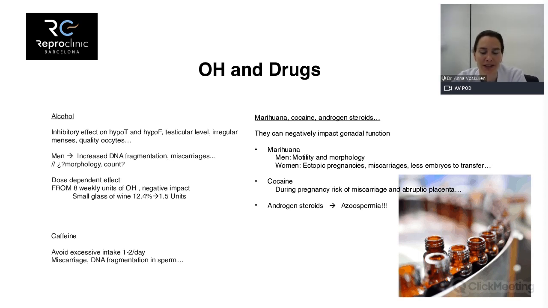So that's why we cannot see spermatozoids in the sperm, and normally it's something that we can reverse, okay? And then related to caffeine, we should avoid excessive intake. It is a little bit controversial, but we always say 1 or 2 coffees a day would be okay for our patients. And if we take a lot of coffees, it could have an impact on DNA fragmentation of the spermatozoids, and this could be related also with miscarriages.